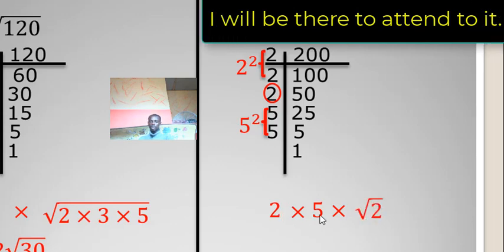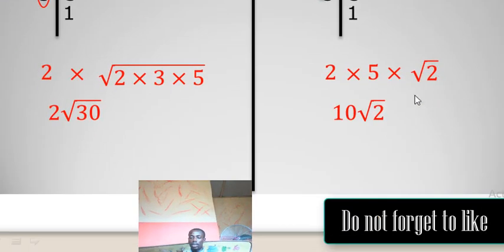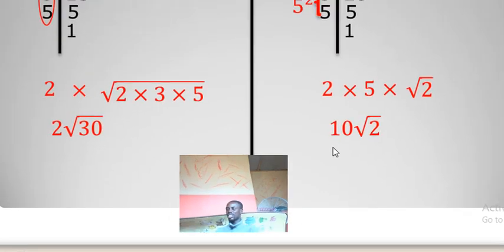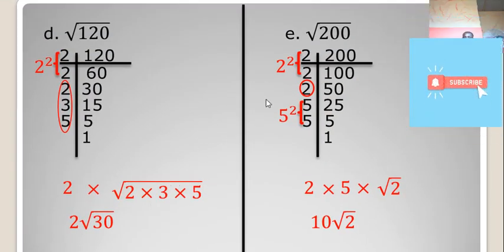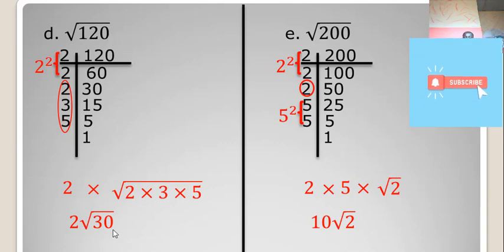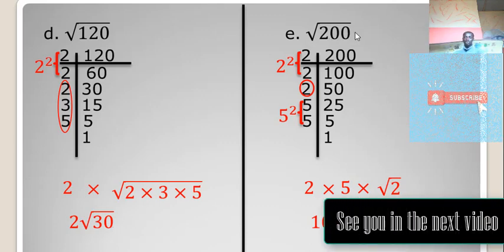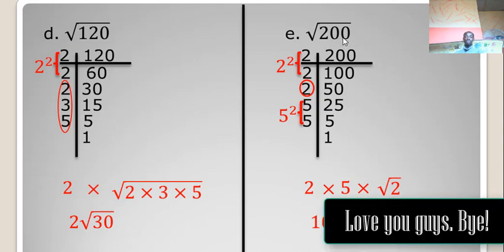Then multiply out what I have here. 2 multiplied by 5, that is 10. Then the one in my root box, root 2. Is that making sense? Yeah. Now these 2 examples are solved. Why? They are not perfect roots. So there is no number that, when multiplied by itself, will give me 120, except in decimal or in fraction. The same thing for 200. There is no whole number that can be multiplied by itself that will produce 200.